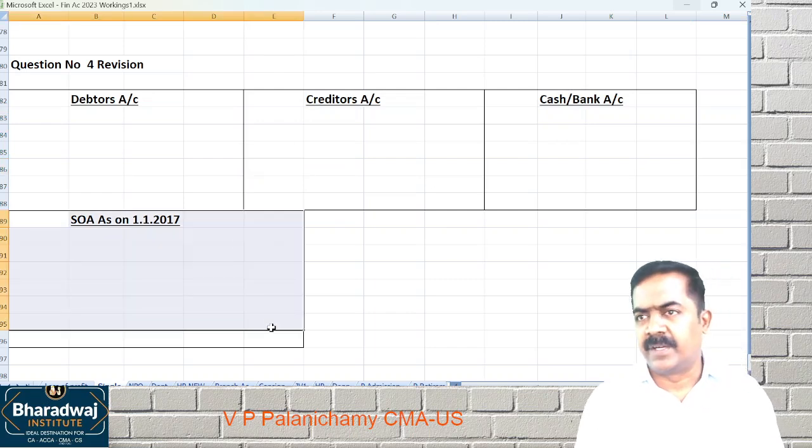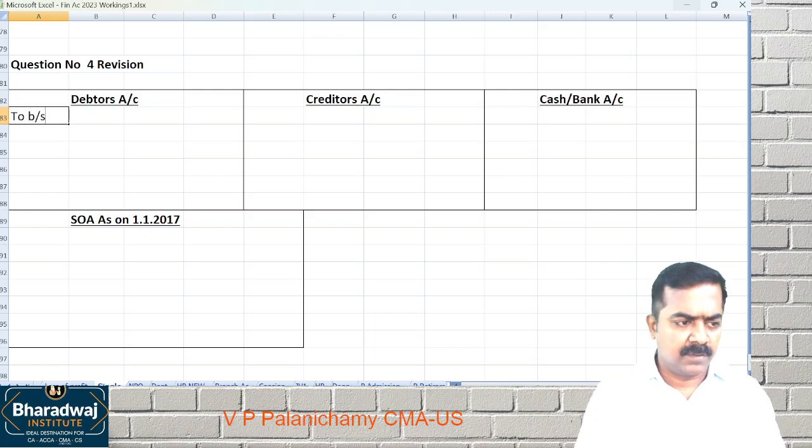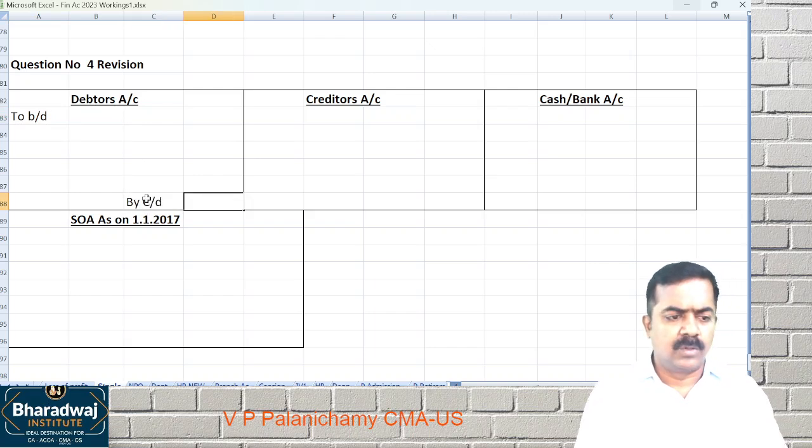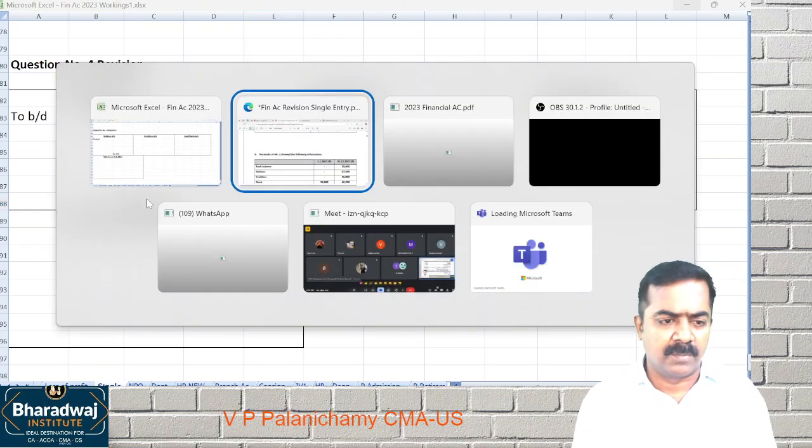Example, short form avoid pannunga. Please write it full. Let us write opening and closing balances. Opening balance is not given, and closing balance is given. Don't write B, D, C, D and all. You write full: by balance carry down, to balance brought down.